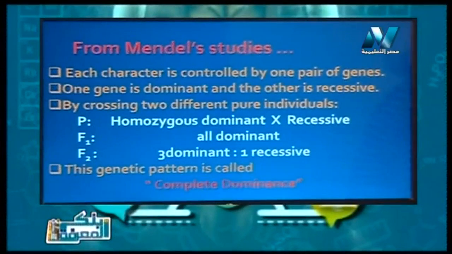One of these genes is dominant and the other one is recessive, and by crossing the two different pure individuals, pure dominant and pure recessive, we got in the first generation all the individuals have the dominant character, and in the second generation the dominant and recessive characters appeared in the ratio 3:1. This genetic pattern is called complete dominance, because one gene dominates over the other one.